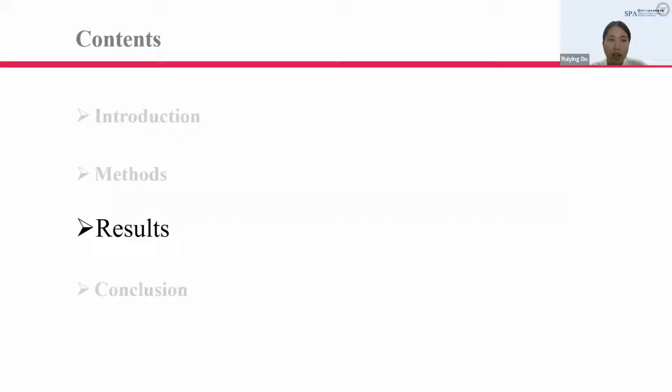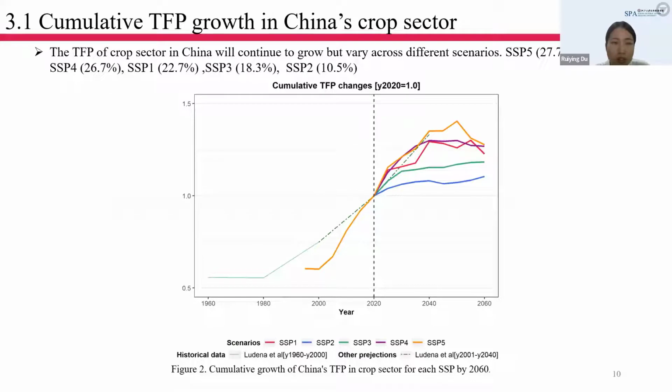This article has 4 main results for now. The first one is about the TFP growth in China's crop sector. Figure 2 shows the cumulative TFP growth in China's crop sector for each scenario by 2060. The article normalized the TFP to 1 in 2020.